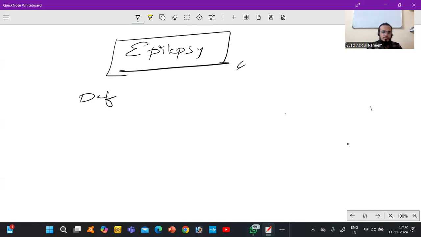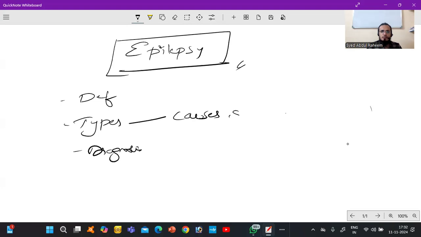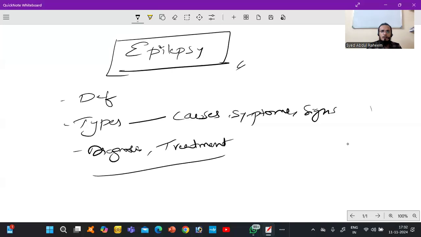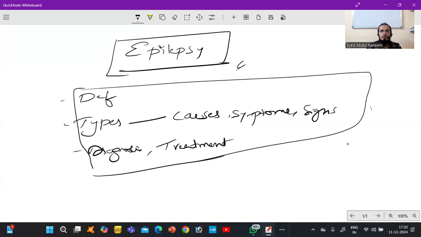First, we will talk about the definition, types, and different types have different causes, and diagnosis, causes, symptoms, signs, diagnosis, and treatment. Okay, all these things we'll discuss one by one. So we'll divide this topic into a first part and a second part. Okay, today we'll talk about the important things related to epilepsy.